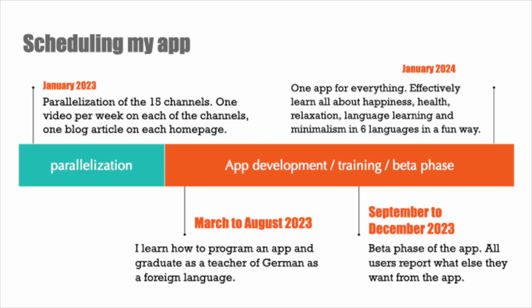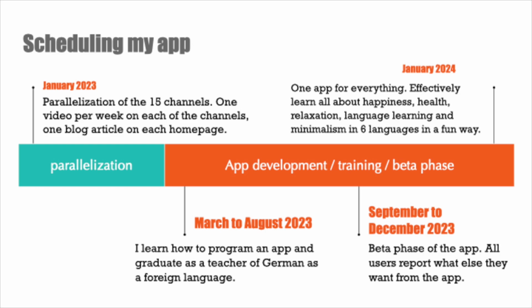Scheduling my app. January 2023. Parallelization of the 15 channels. 1 video per week on each of the channels, 1 blog article on each homepage. March to August 2023. I learn how to program an app and graduate as a teacher of German as a foreign language.